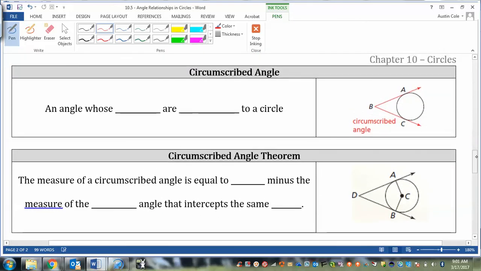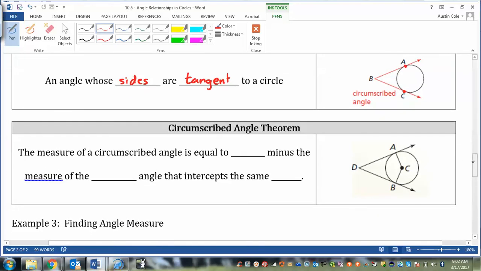Okay, next two. The next one's called a circumscribed angle. We talked about inscribed things, inscribed triangles, inscribed quadrilaterals, how they're inside the circle. Circumscribed means it's just on the outside. So a circumscribed angle is an angle whose sides are tangent to the circle. If we look at these sides, they appear to be tangent to the circle, just touching at one point, and those points are called the points of tangency.